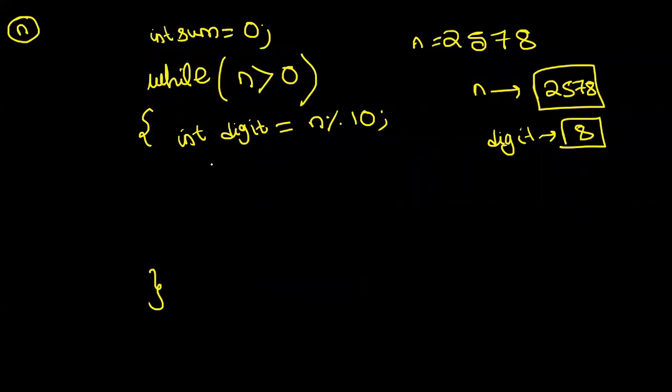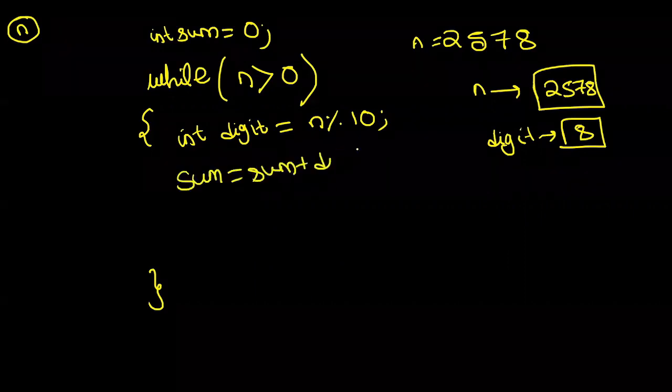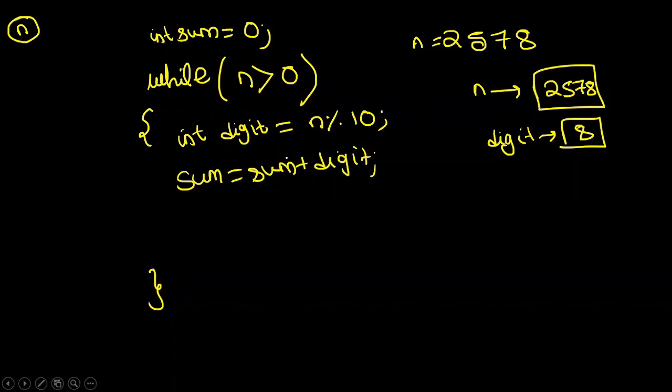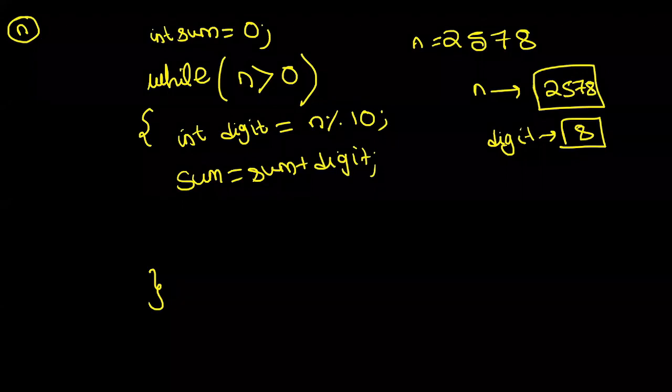Now once we have the digit, what should we do? We should add this digit to the sum. So I will say sum is equal to sum plus digit. So I will add this digit to the sum. Now guys, try to understand. Once you have added the digit 8 to the sum, I no longer need 8 in my number. 8 का काम हो गया. मैंने इस digit 8 को already add कर दिया है sum में.